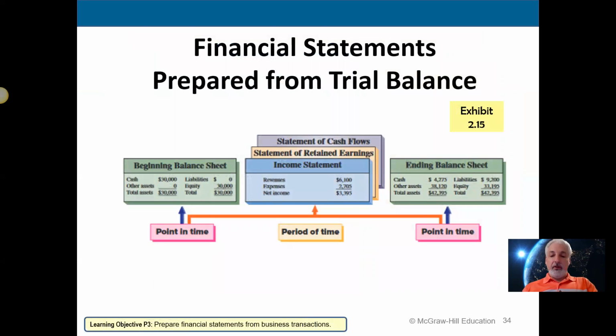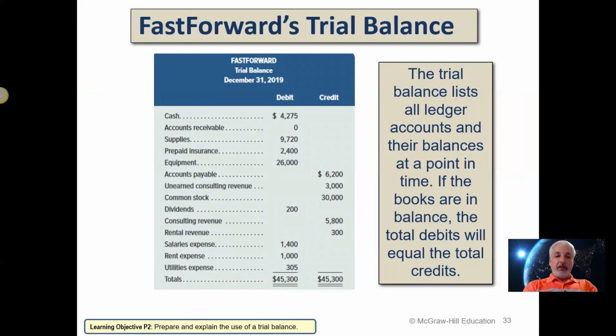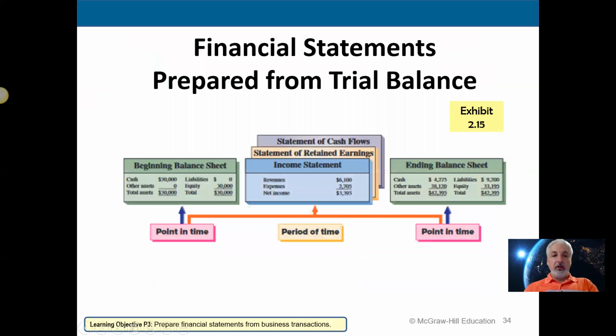And then from there, we actually draw a line right underneath dividends, that is our balance sheet. We've got assets, cash, receivable, supplies, prepaid and equipment, liabilities, accounts payable, unearned revenue, equity, common stock, and dividends. And then we have revenues, consulting and rental revenue, our income statement, and we have our expenses, $1,400, $1,000, $305 of salaries, rent, and utilities. That's how we prepare our financial statements. We got a balance sheet, income statement.